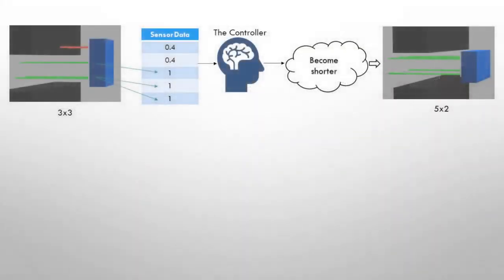For starters, here is a visualization of that decision-making process. The animat first receives information from the sensors. Then the controller processes it and makes a decision. In this case, the top 2 sensors detect a wall, while the bottom 2 and the middle sensor don't. This indicates an intelligent controller to either move down or become shorter to overcome the horizontal gap.